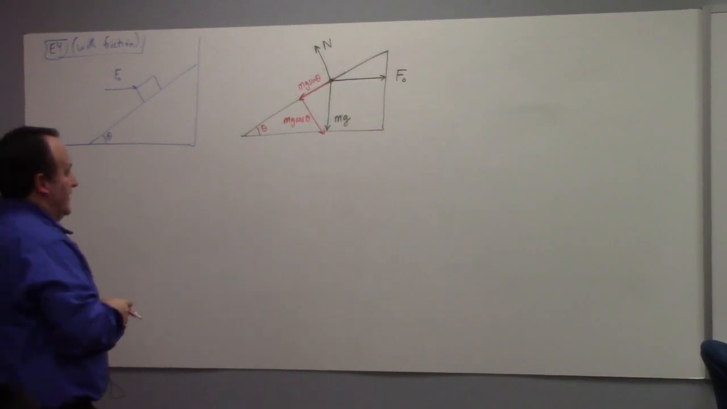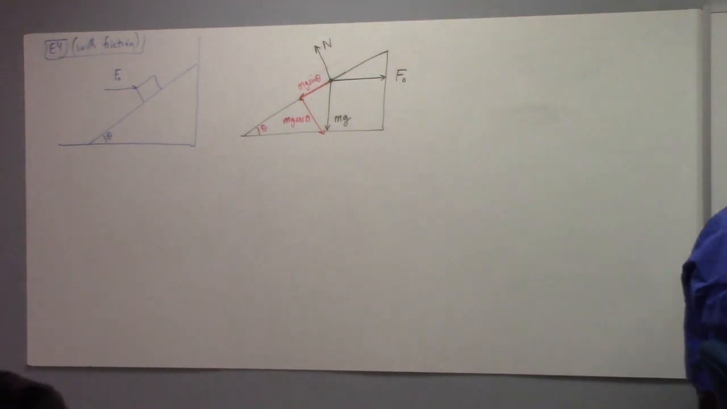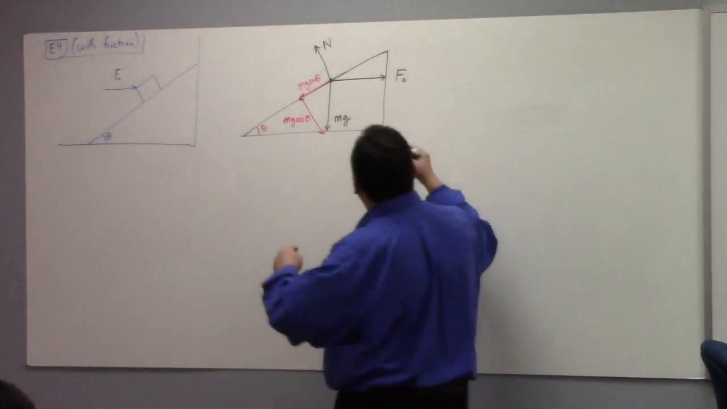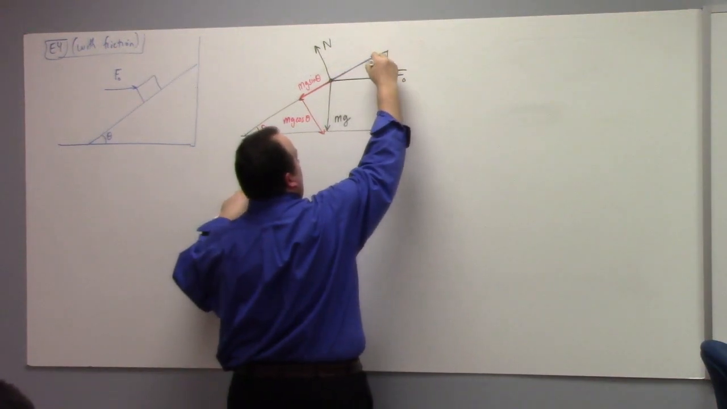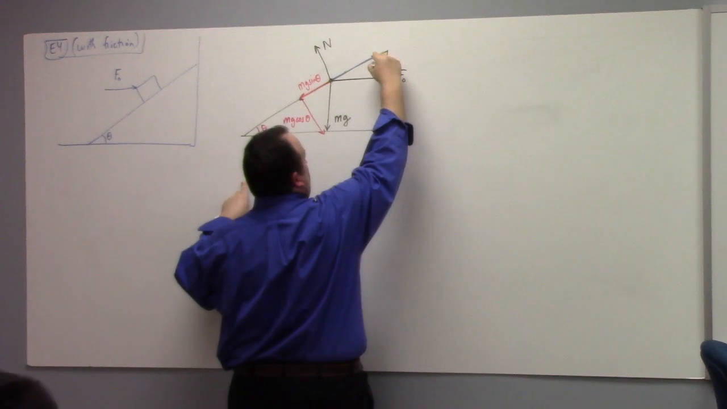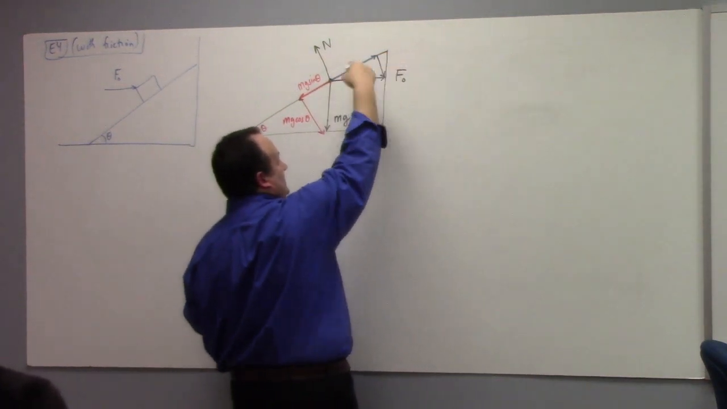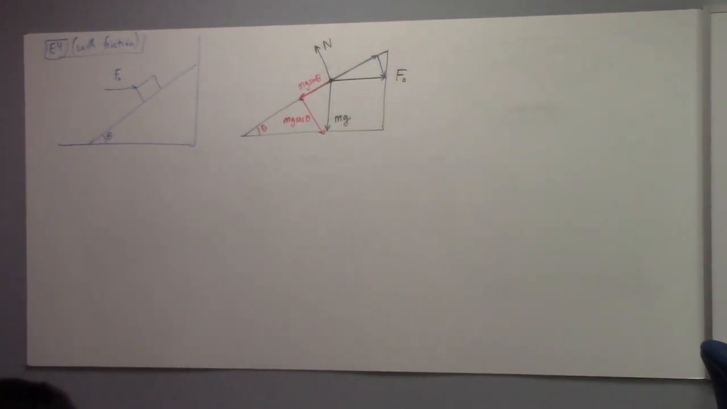But what's the story for F0? How can I break that vector into its parallel and perpendicular pieces? I want to find this vector here and this vector there. Those will be the components: the part of F0 that's parallel, the part of F0 that's perpendicular.